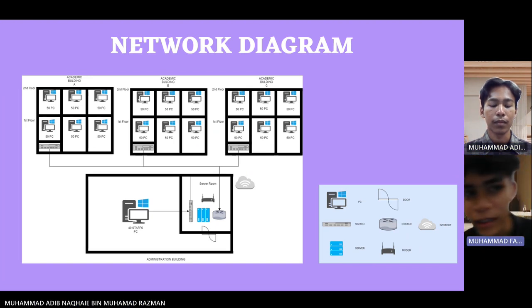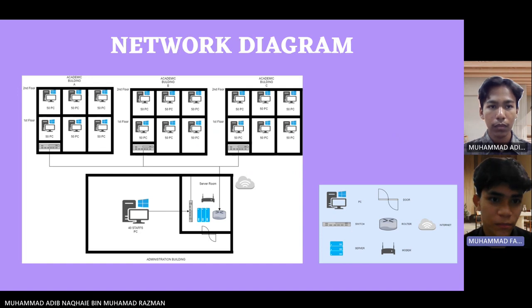So first, this is our network diagram. We have three buildings here. The first building, Academic Building A, is for DCD students. It has two floors. First floor, each contains three labs. One lab contains 50 PCs for students to use, and also it has a switch to connect to the router on the server room. The other blocks, B and C, are for other course students. It's also the same as DCD Building A. All switches will connect to the router in the server room at the administration building.